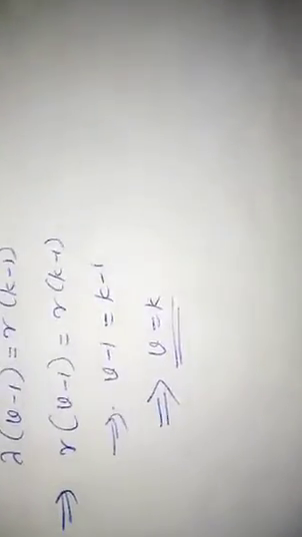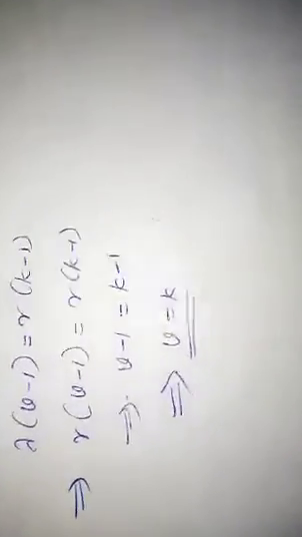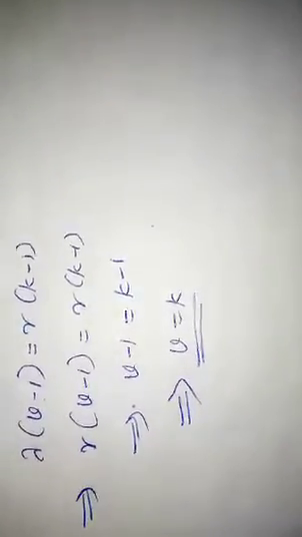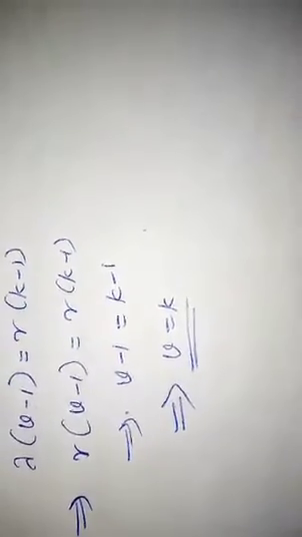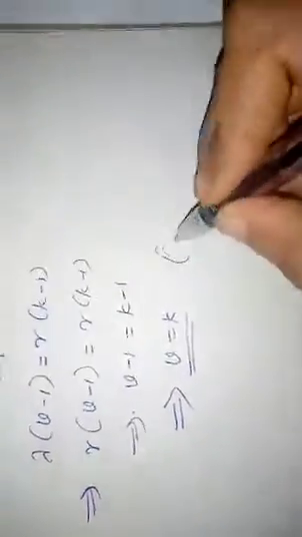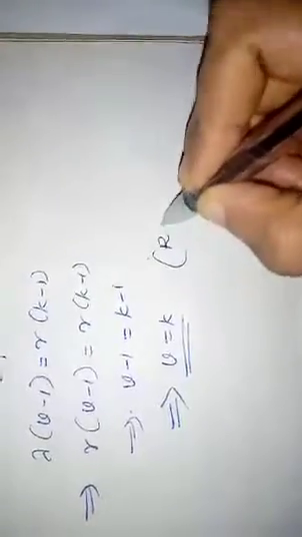That means number of treatments equal to number of plots. Number of treatments equal to number of plots. This is the case of randomized block design, right? In this case, the design is a randomized block design.